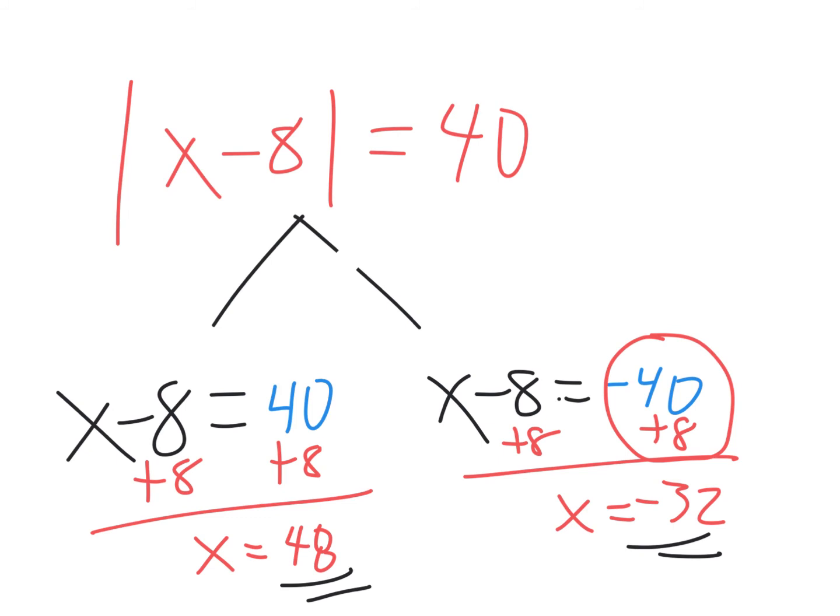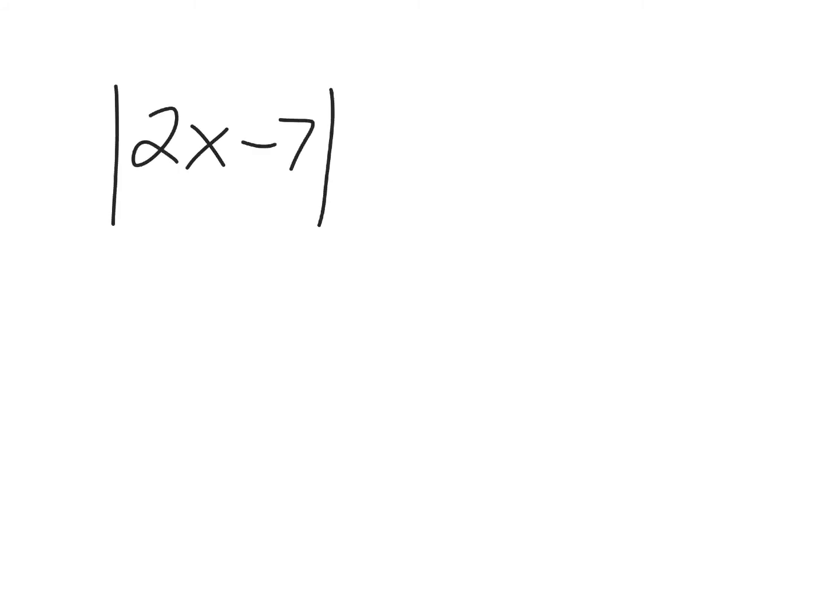I get the feeling not many people had that before I said it, so I'm going to do one more. Besides, that'll be pretty much perfect time-wise. 2x minus 7, absolute value, equals 10. Now, don't be like that kid that tries to add 7 right away. You can't do that. You've got to split it into 2 equations first. You've got to do the splits.